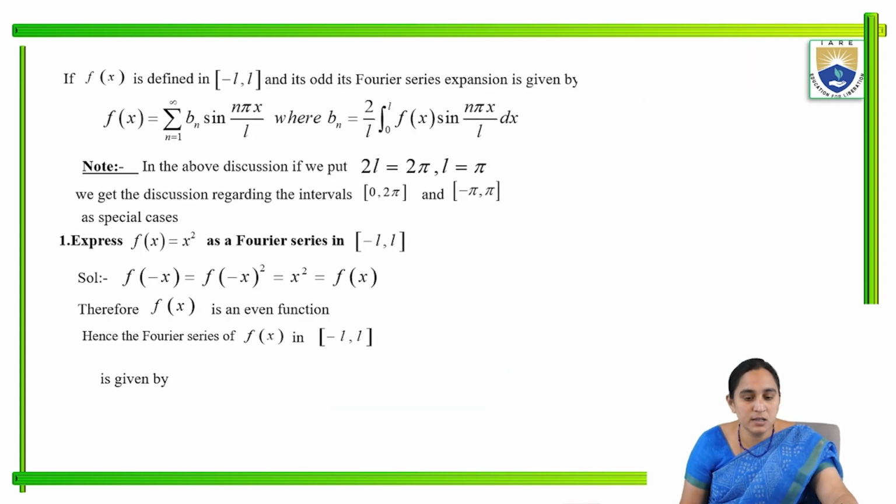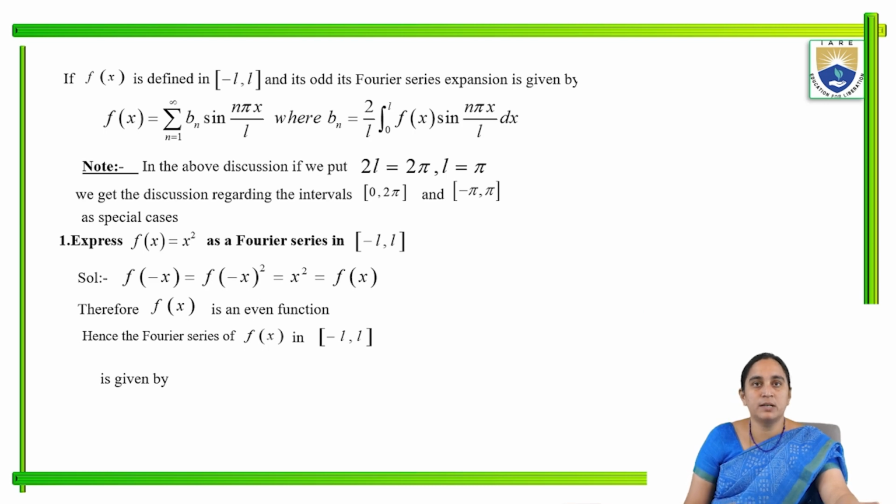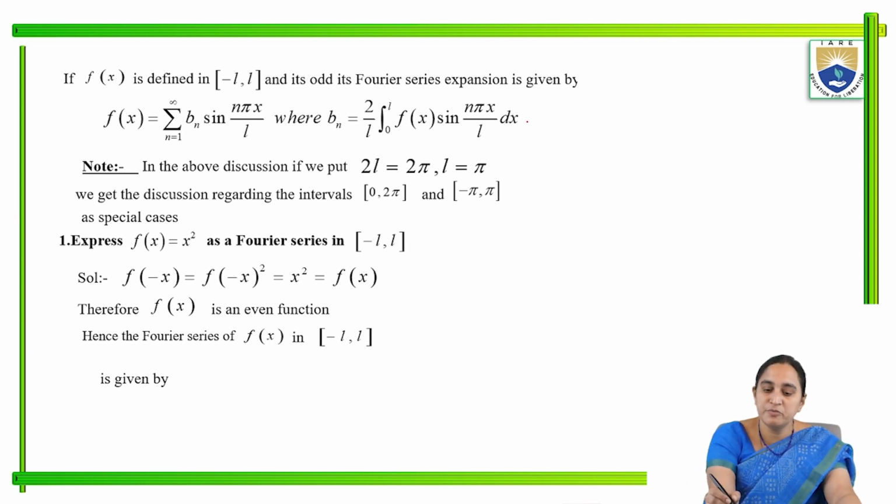Similarly, if the function is odd within the limits minus l, l, the Fourier series is f of x equals sigma n equals 1 to infinity of b n sin n pi x by l, where b n is equal to 2 by l. What is the formula of b n?